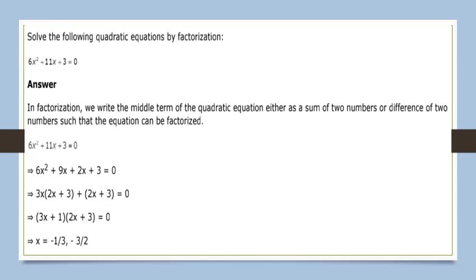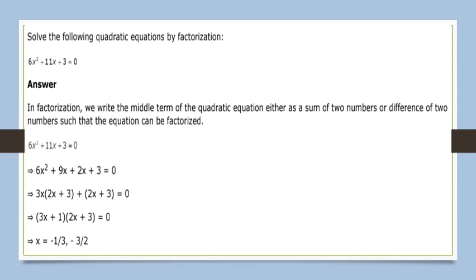See here again, the third example: 6x² + 11x + 3 = 0. Here all the terms are positive. So let's see, 6 × 3 is 18, and 18 means 9 × 2. Why are we taking 9 and 2? Because the middle term is 11. 9 + 2 equals 11, and 9 multiplied by 2 equals 18. Therefore we will split the middle term using these two terms.